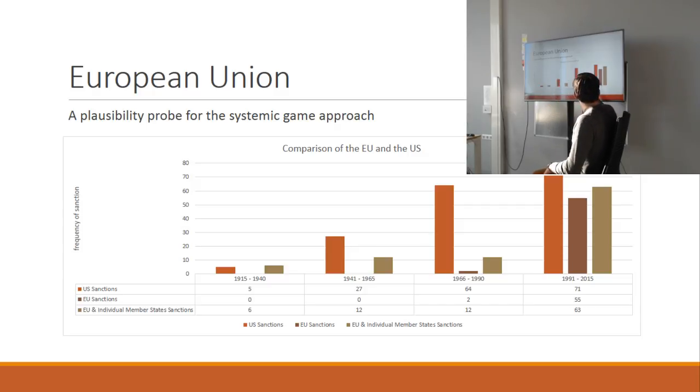So the orange bar shows, is this the right graph? Yeah, sorry, this is the right graph. For the US sanctions, we see a smooth path. For the EU, it's a bit of a different dynamic. Here we see sanctions of only individual member states, and joint sanctions, and here joint sanctions only, so when all the members took part.